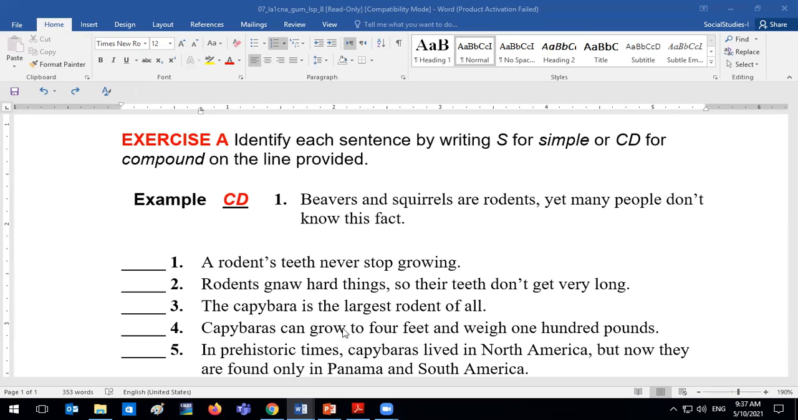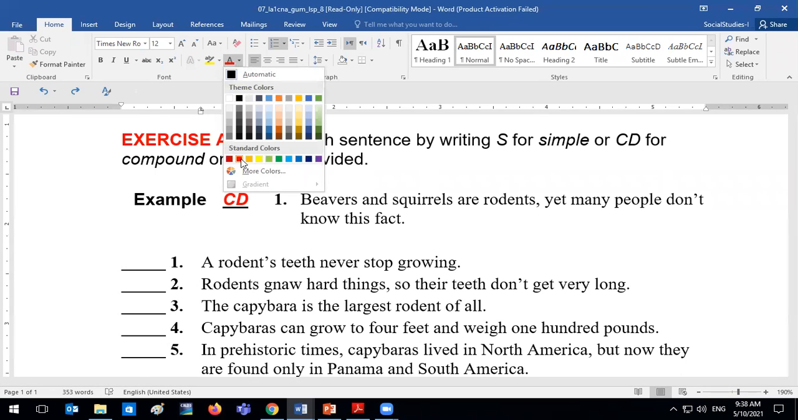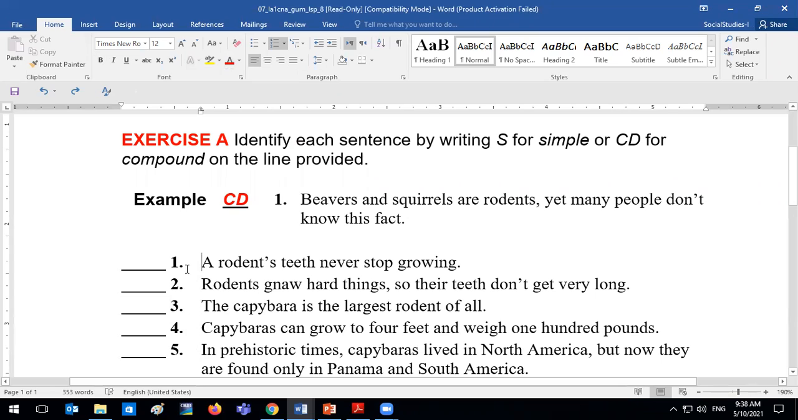Around teeth never stop growing. Simple sentence. Great. Okay, as we all could see here, number one is definitely a simple sentence. Okay, so here I'm going to insert that it is a simple sentence.